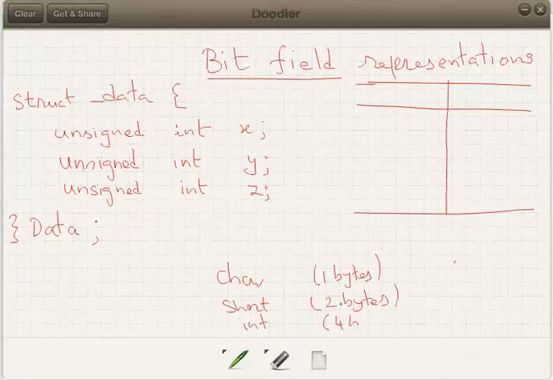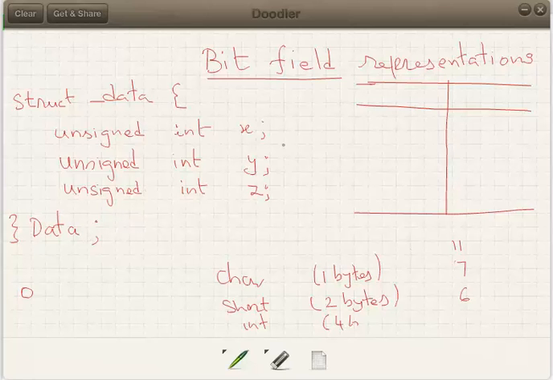But if you want to represent or define variables that require a number of bits that is not a multiple of 8, let's say one variable requires only 11 bits, another say 7 bits and 6 bits, like that, we use a bit field representation using a structure.